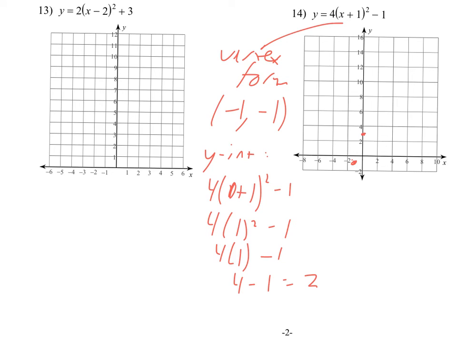Remember I have my axis of symmetry going through the vertex. So that means I got another kind of matching dot over here. And then there's my parabola.